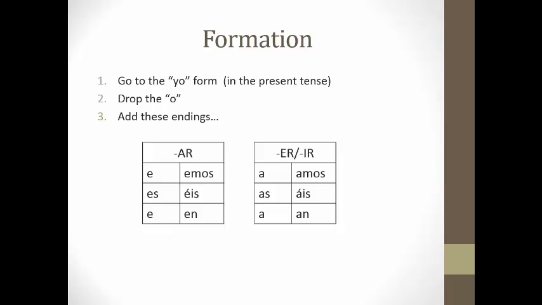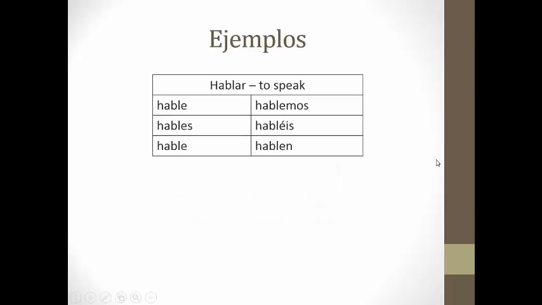Okay, so let's take a look at some regular verbs. If we have the verb hablar, which means to speak, let's take it through the steps. Step 1, the yo form of hablar is hablo. Step 2, drop the O. You're left with habl. And then we're going to add these endings. Okay, so it would look like this. Hable, hables, hable, hablemos, hablen.